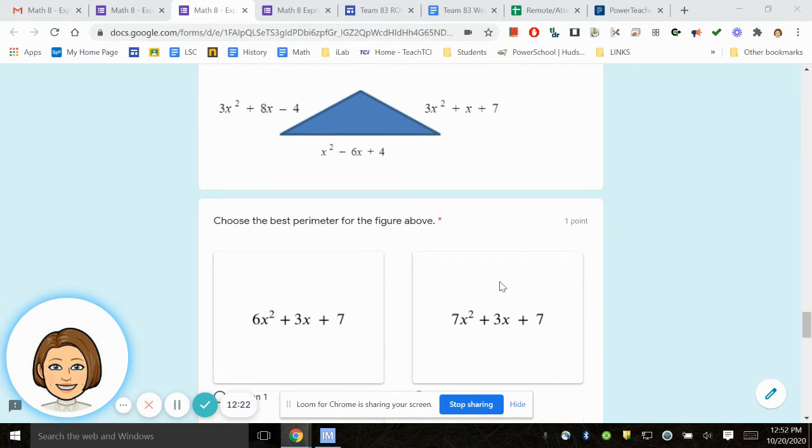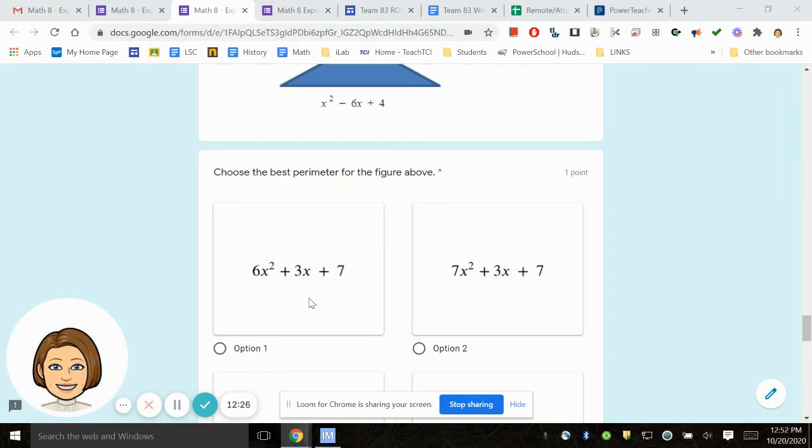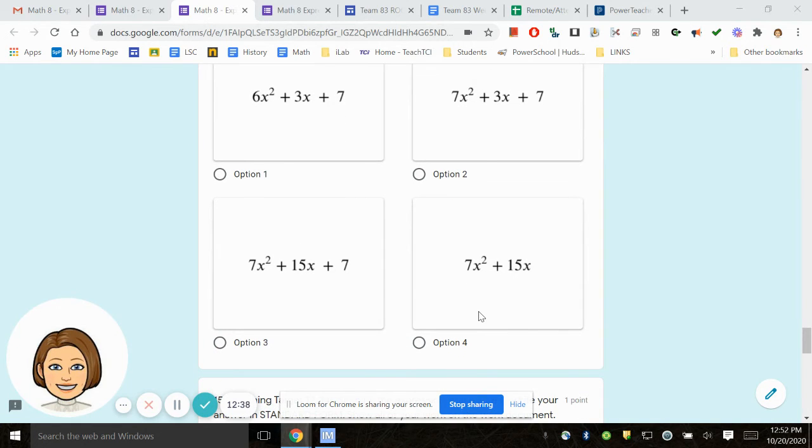Okay, here are your choices for the above problem. Option 1, 6x squared plus 3x plus 7. Option 2, 7x squared plus 3x plus 7. Option 3, 7x squared plus 15x plus 7. Or option 4, 7x squared plus 15x.